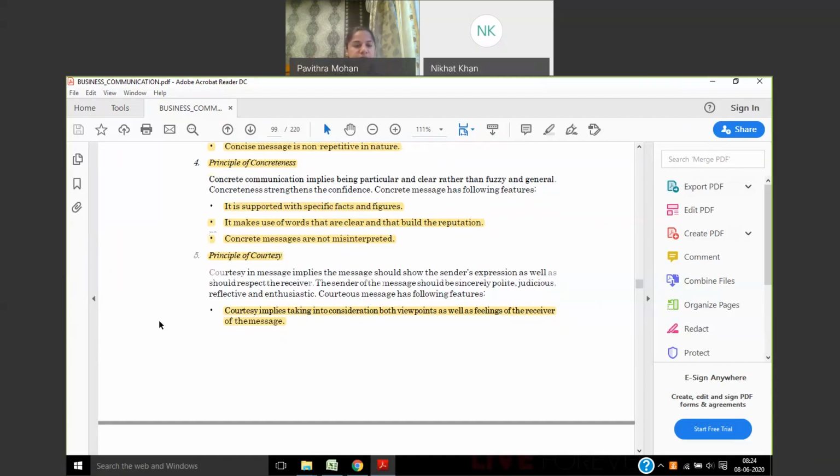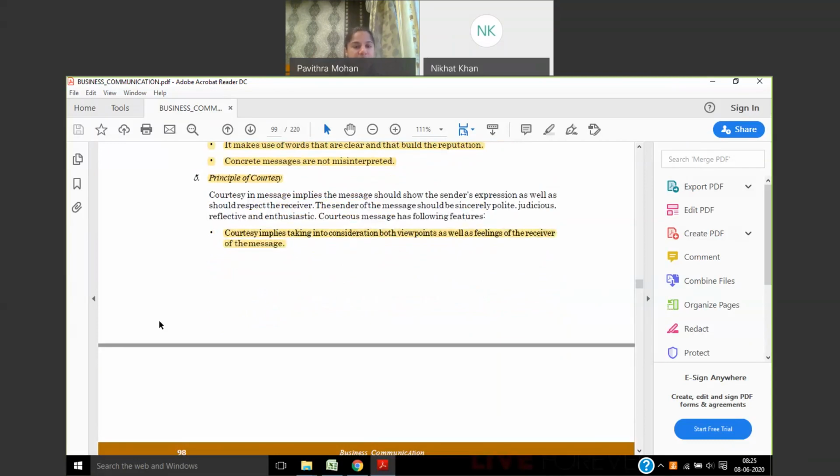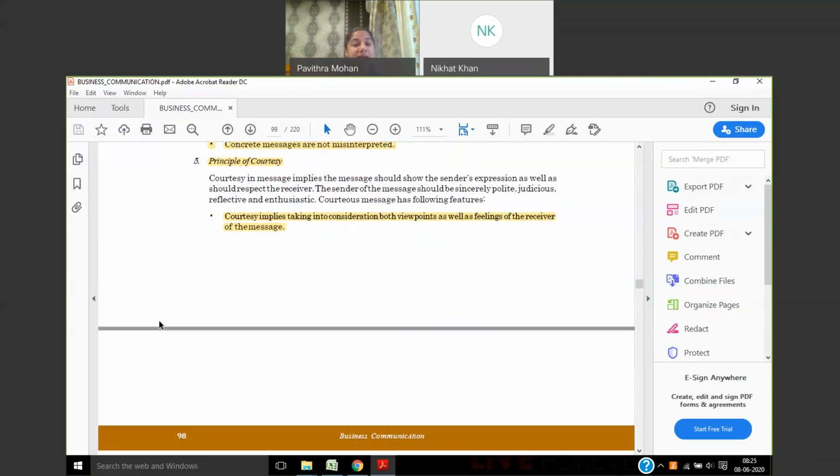Then you have principle of courtesy. Courtesy implies taking into consideration both viewpoints as well as feelings of the receivers of the message. So here what we are doing, we are not just giving the information, but we are also understanding what is the viewpoint of the receiver. Okay, whether the receiver is understanding in the perspective what we are trying to express, what is their feelings, what is their emotions involved. Okay, that is also being considered.